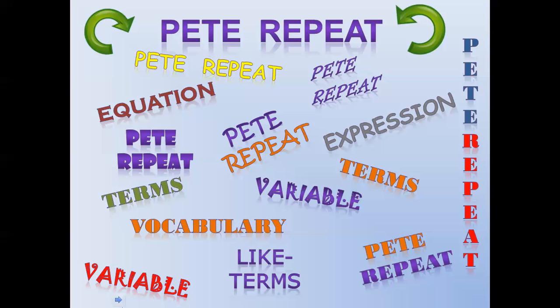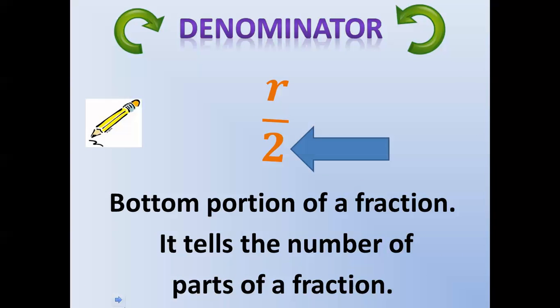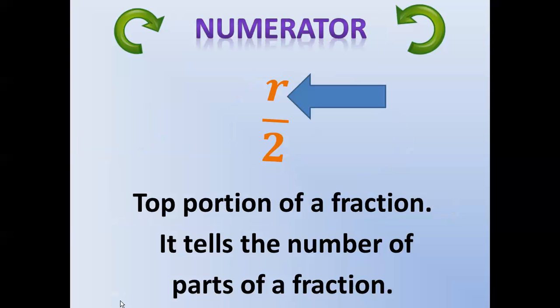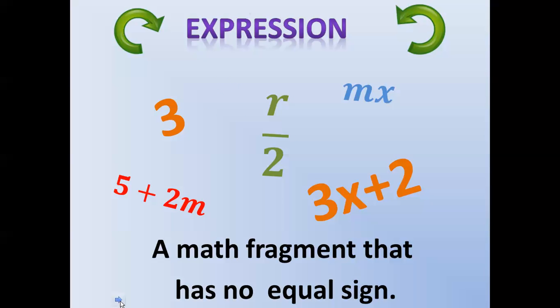This is our vocabulary section. So again, we have a pencil, so this is important. You'll write down the word denominator, and you'll write down that it's the bottom portion of a fraction. That's your definition. If it will help you to draw a picture, here's a picture you can add as well. Numerator. Notice this one does not have a pencil. So it's given for information, but it's not necessarily necessary for this part of our learning. Expression, again, no pencil. So just read what that is.